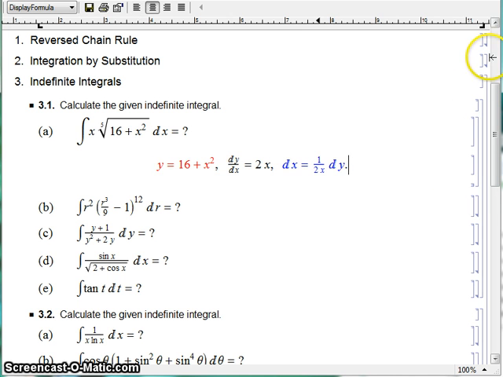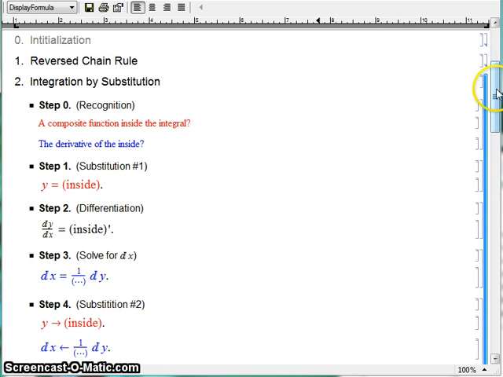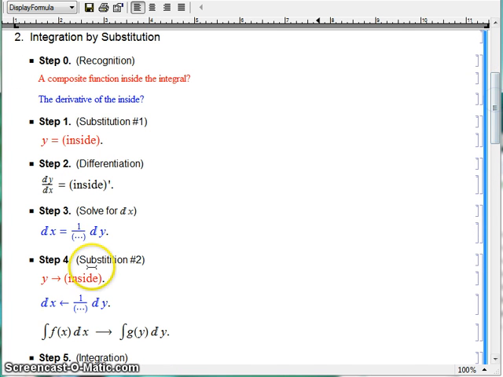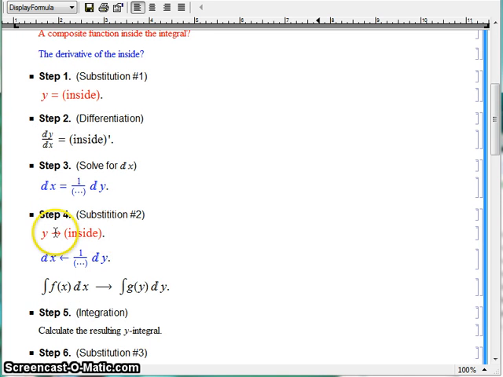More specifically speaking, let's go back to the step-by-step process. Well, we talked about steps 1, 2, 3. Let's go to step 4. Inside is now y, and dx is now, well, that's how we solved it, 1 over something times dy. And then if we put everything together, we're going to end up with a y integral.